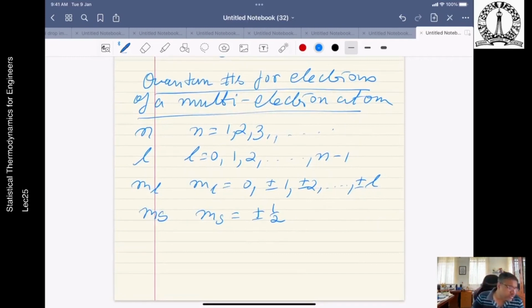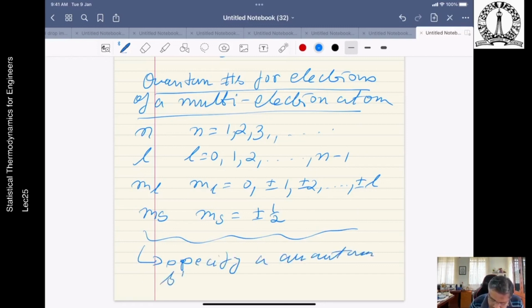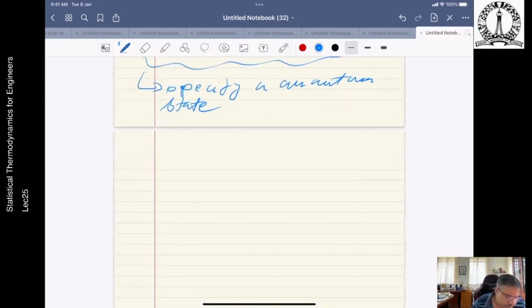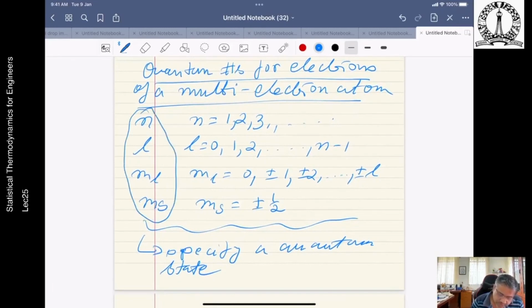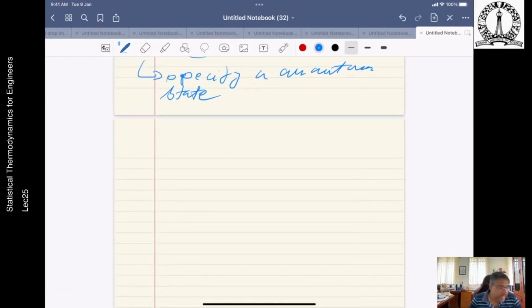All 4 quantum numbers must together specify a quantum state. Furthermore, only one electron can occupy any given quantum state. This comes from Pauli's exclusion principle. Therefore, each electron of a multi-electron atom can be identified by a unique combination of these 4 quantum numbers.